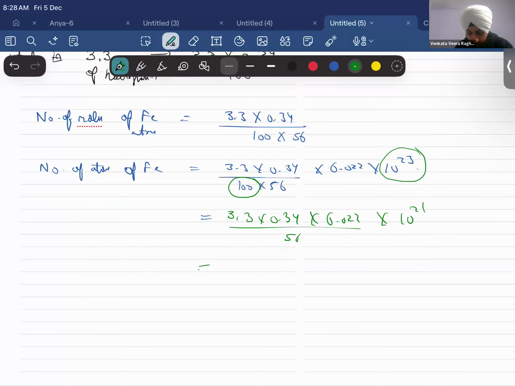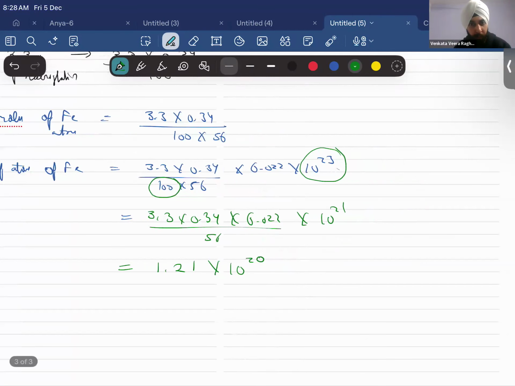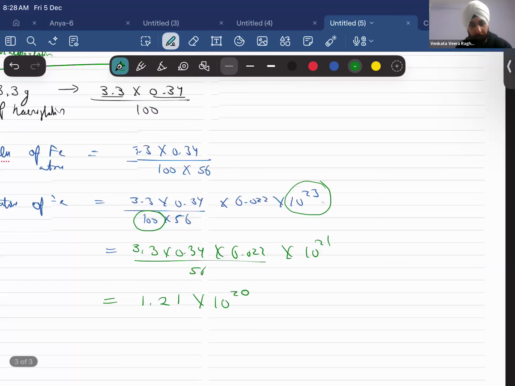Okay, so the final answer I am getting is 1.21 × 10^20. I hope this is clear. You can do it at your homes. If you are unable to find the answer, let me know in the next class if you are still having some doubt in this question. I hope the meaning of the question is clear to you.